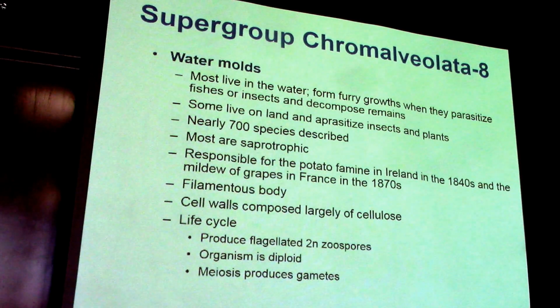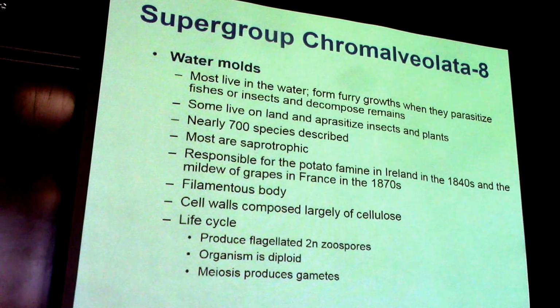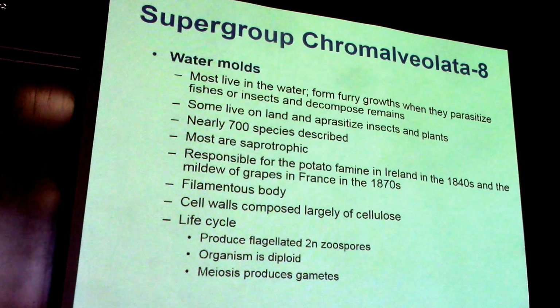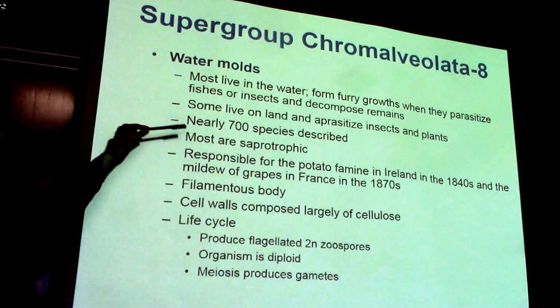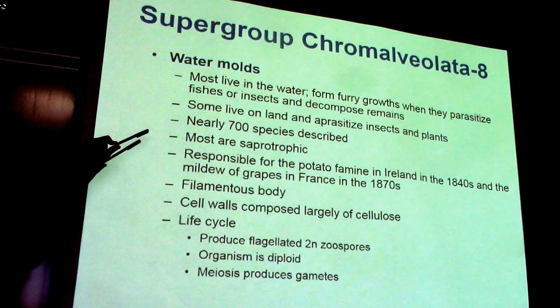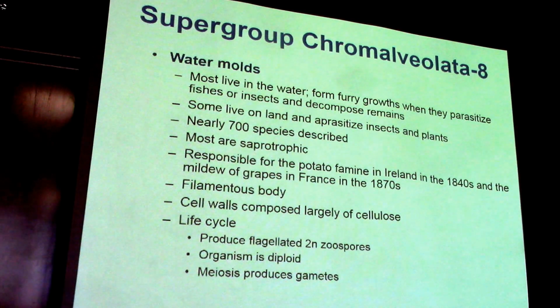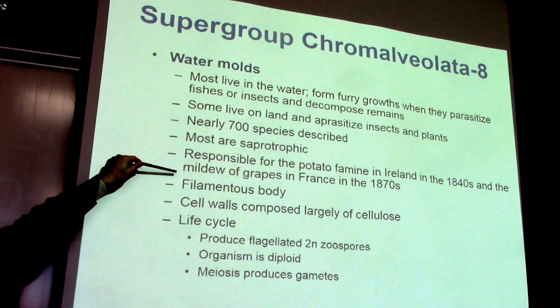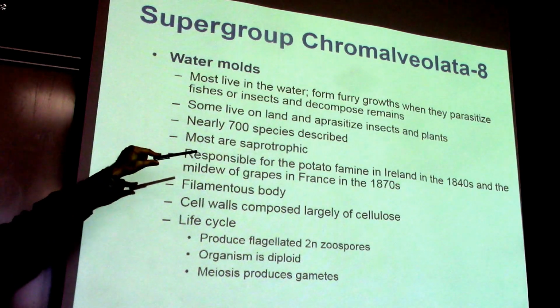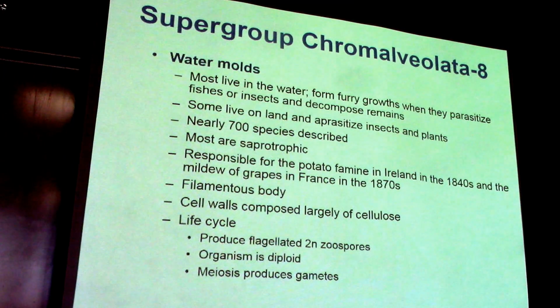Water molds are considered molds. They are not found only in water, but also on land. They are known to have caused a lot of damage to crops. Most of them live in the water though, but some live on land as well. They parasitize insects and plants, and they are known to have caused some damage. That famous 1840s famine that resulted from the potato famine was caused by the destruction by this organism.